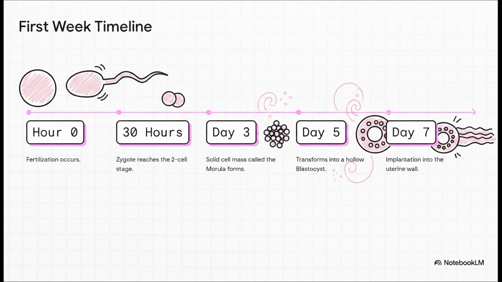By 30 hours, boom, that single cell has divided into two. Fast forward to day 3, and we hit the morula stage. By day 5, it transforms into a blastocyst, and finally, right on day 7, it reaches its final destination for implantation. So let's break down how this whole thing builds, starting with those very first cell divisions.